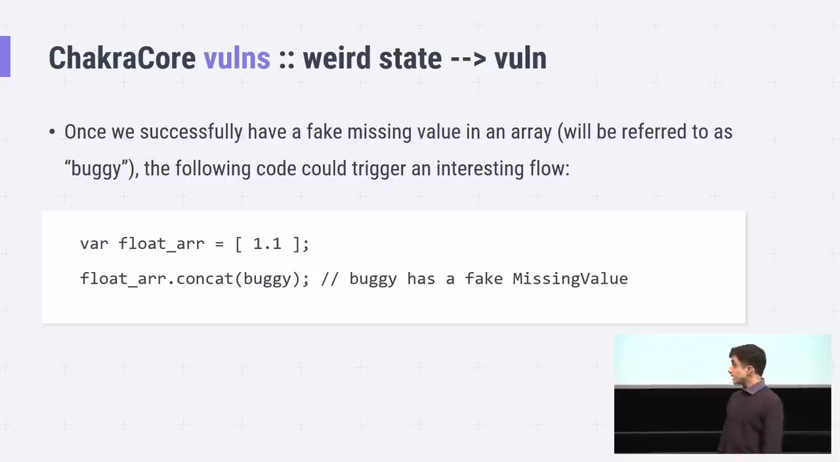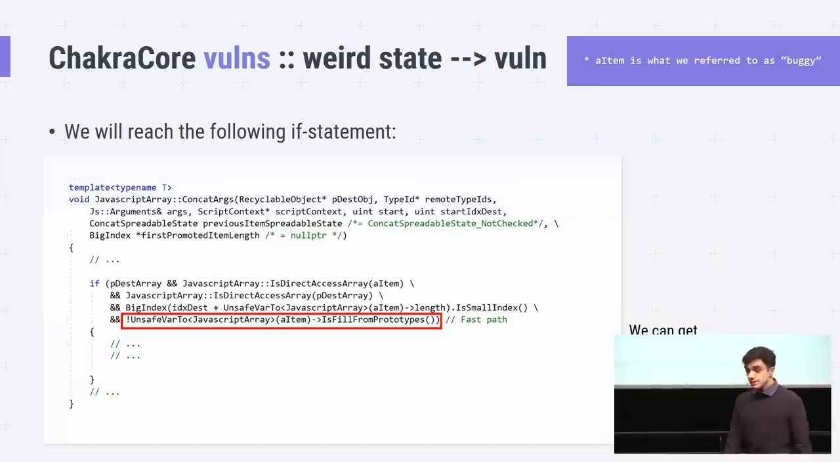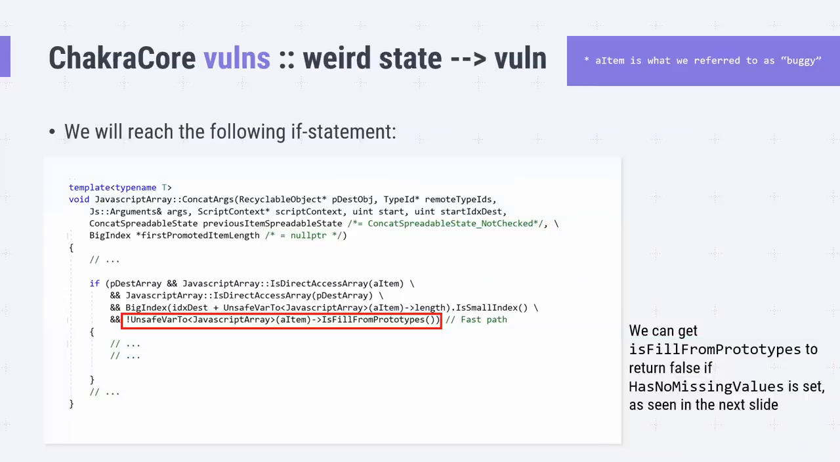Now, the first thing that happens when we call concat is we get to this code. This is the part where we have a lot of code. Bear with me, it's not too hard, it's just a lot of code. The first thing we get to is this function, which is called concat args. An A item in this case is the fake array, the buggy array we have.